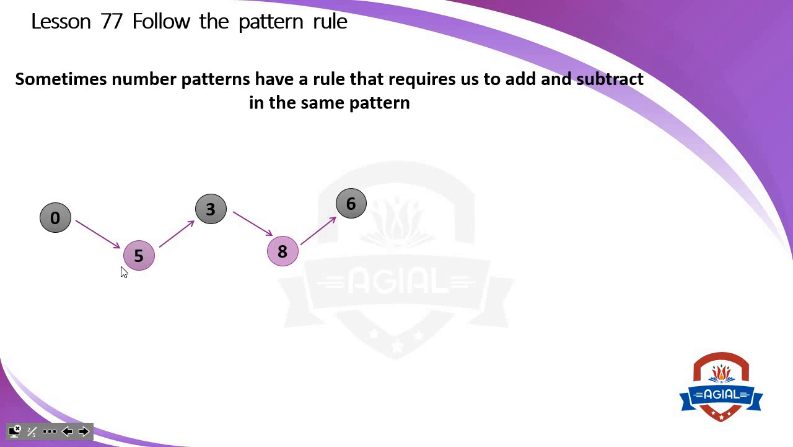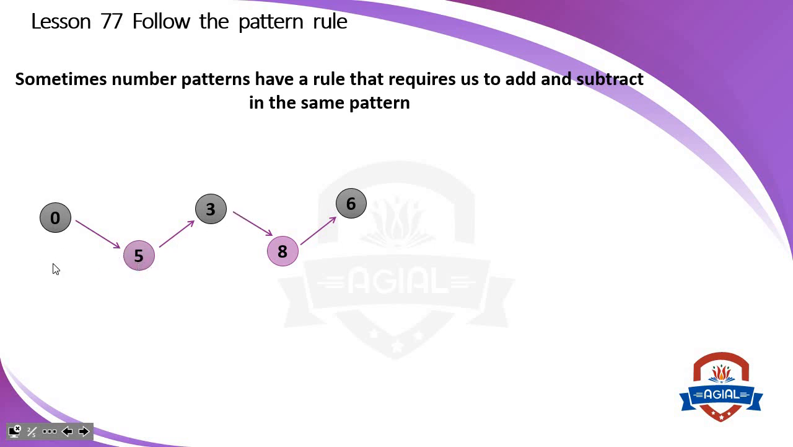0 to make 0, 5. What's happening in 0? Yes, 0 to make 0, 5, so we increase 0 to 5. So we have positive 5. We increase 5 to make 5, 3. What's happening in 5 to make 5, 3? We decrease by 2 to make 5, 3. So we have negative 2.